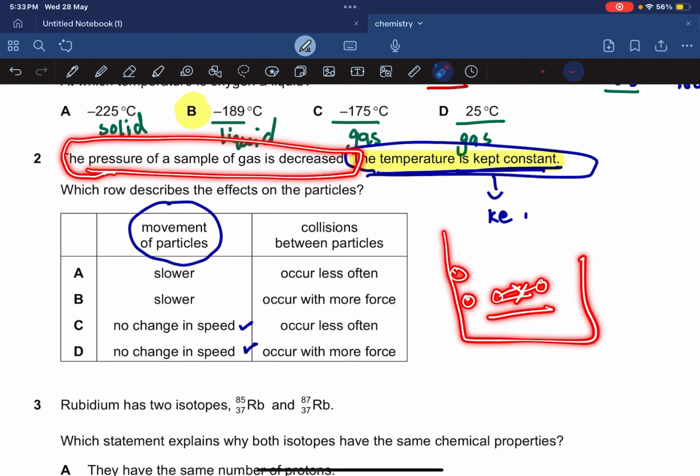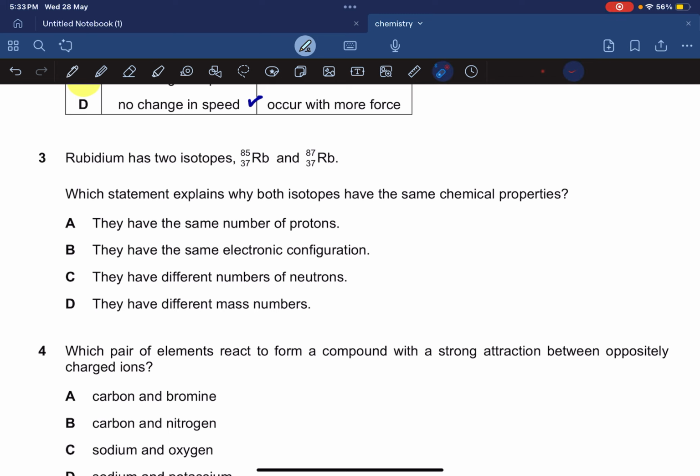Moving on to the next question, which says rubidium has two isotopes, Rb85 and Rb87. Which statement explains why both isotopes have the same chemical properties? Always remember that isotopes have a different neutron number, but their proton number remains the same, and the chemical properties of an element are always determined by one thing, and that is the number of electrons. Your electron number determines your chemical properties.